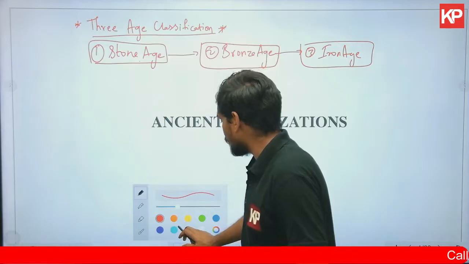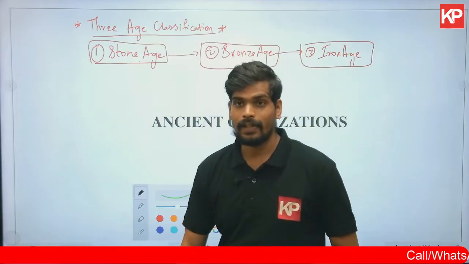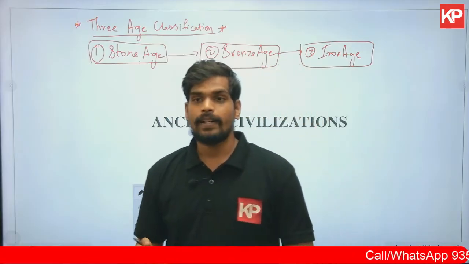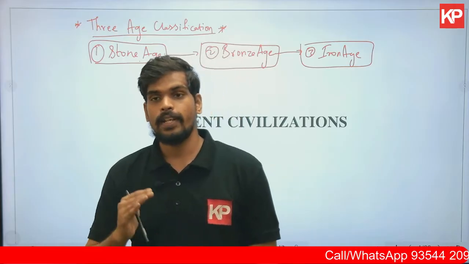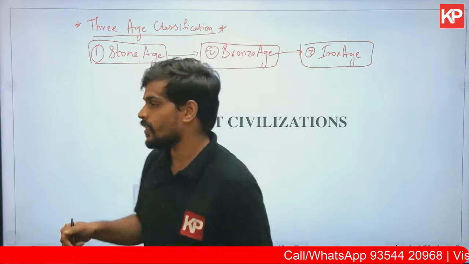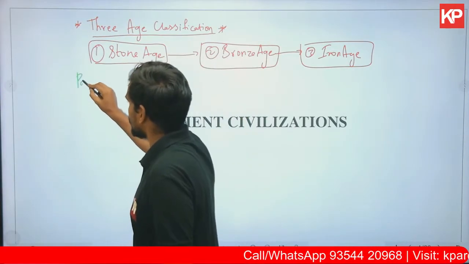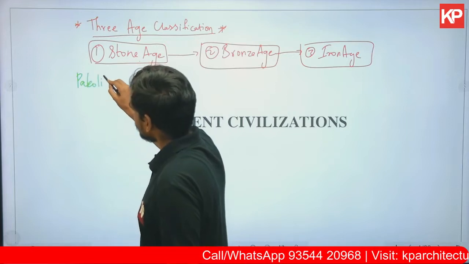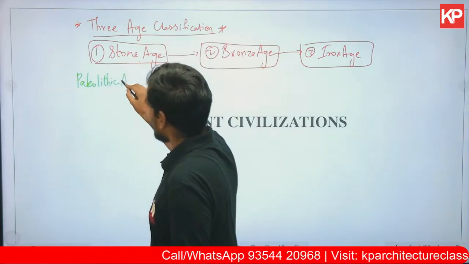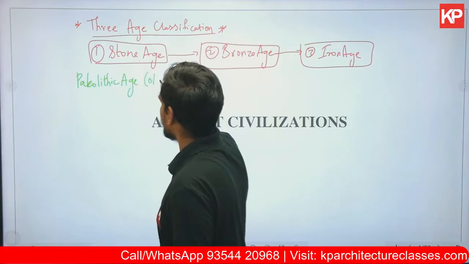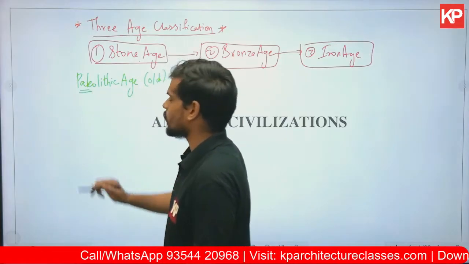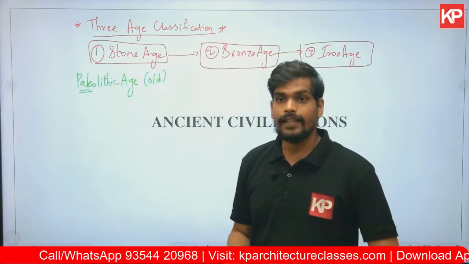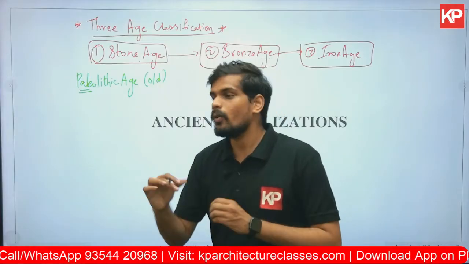Further, the ages are subdivided into classes, like Stone Age is divided into 3 phases. You have Old Stone Age, Middle Stone Age, and New Stone Age. Old Stone Age is known as Paleolithic Age. If someone asks you what is Paleolithic Age, it is basically Old Stone Age. Paleo is a root word in Greek for old. Lith is stone. Paleolithic is Old Stone Age.